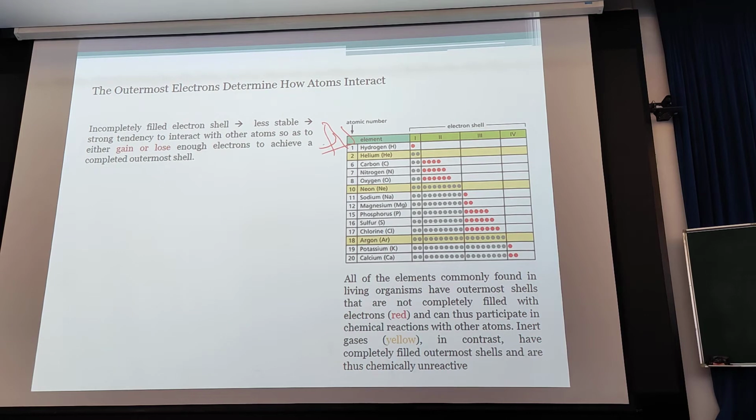All the elements commonly found in living organisms have an outermost shell not completely filled with electrons, as you can see in the red part. Because they don't have a filled outermost shell, they can participate in chemical reactions with other atoms. For the inert gases, helium, neon, and argon, the outermost shell is complete, so you cannot find them in living organisms because they cannot interact with other chemicals.